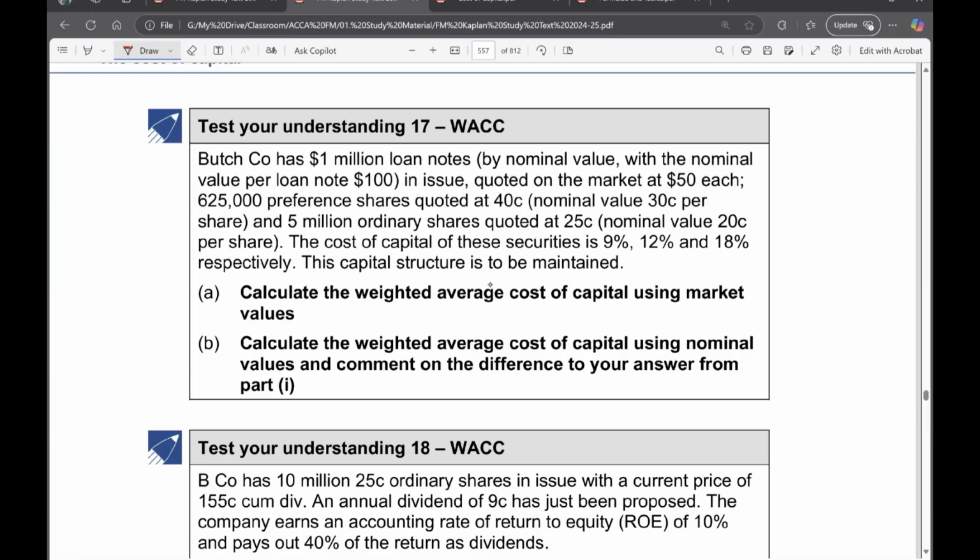WACC, where do we use? We use the WACC in investment appraisal. We use the WACC to understand our internal rate of return. We use the WACC to get our internal cost of the company. Okay, because we are not going to use cost of equity only.